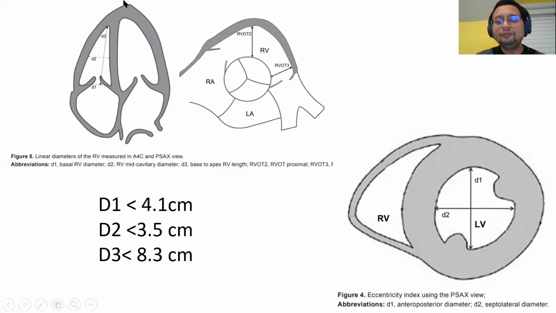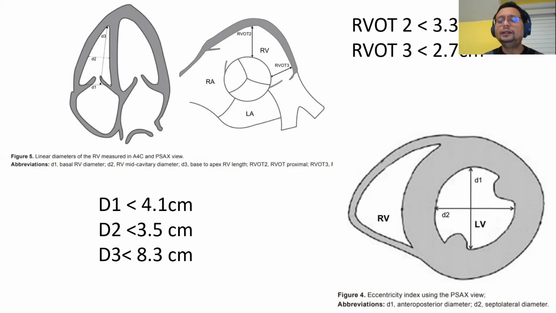Now, when you have a short axis AOPA view here, this is a proximal right ventricular outflow tract. That is distal right ventricular outflow tract. Proximal must be less than 3.3 centimeter. And distal must be less than 2.7 centimeter.